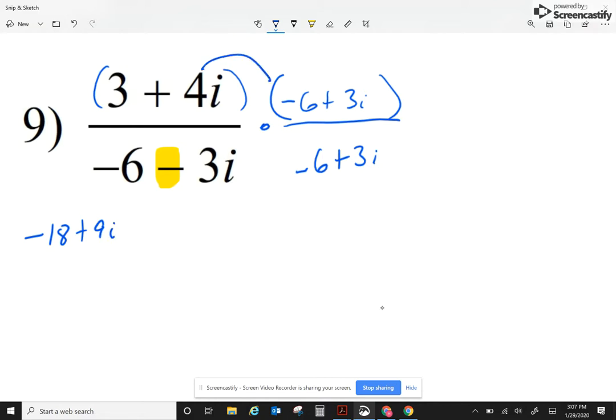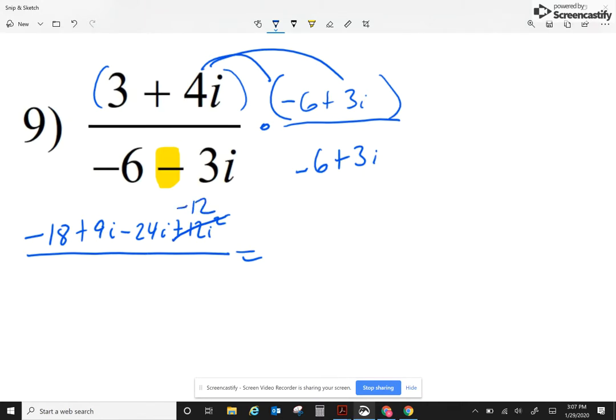Now let me distribute the 4i. That gives me negative 24i plus 12i squared. Once again, I'm just working the top of the fraction. The cool thing is that the 12i squared at the end, we know i squared is negative 1, so 12i squared basically simplifies to negative 12. Looking at the like numbers, negative 18 minus 12, that gives me negative 30. Now looking at the i's, 9 minus 24, that gives me negative 15i.